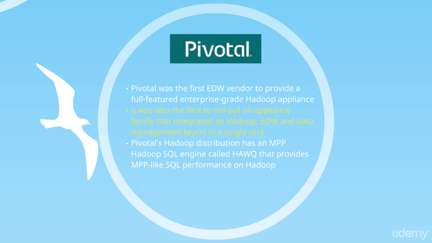Pivotal was the first enterprise data warehouse vendor to provide a full-featured enterprise-grade Hadoop appliance. It was also the first to roll out an appliance family that integrated its Hadoop, enterprise data warehouse, and data management layers in a single rack. Pivotal's Hadoop distribution has an MPP Hadoop SQL engine called HAWQ that provides MPP-like SQL performance on Hadoop. Well, MPP stands for Massively Parallel Processing.